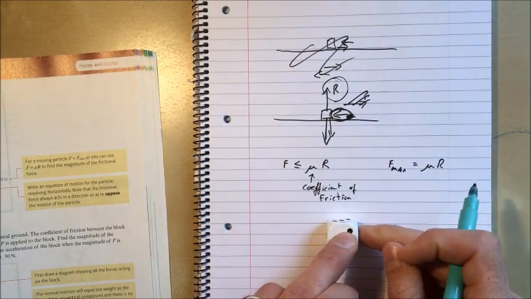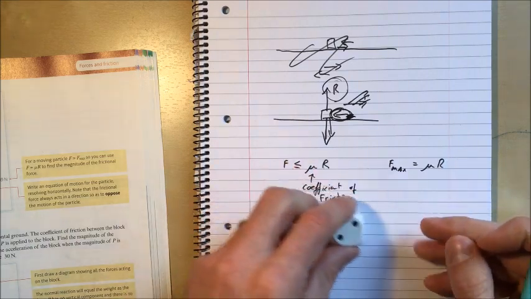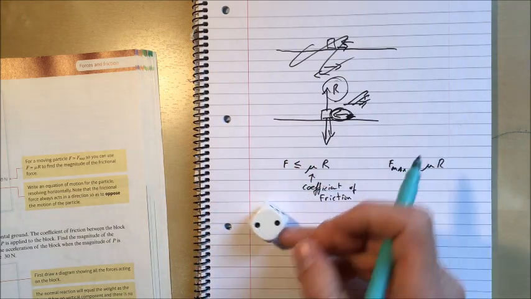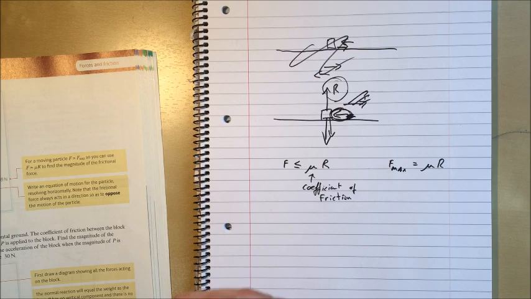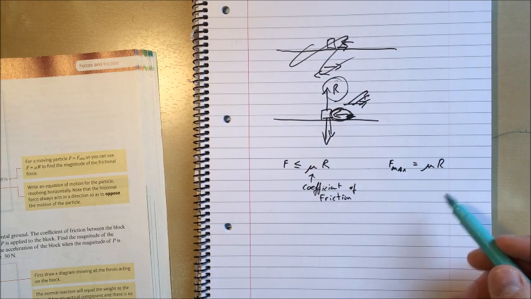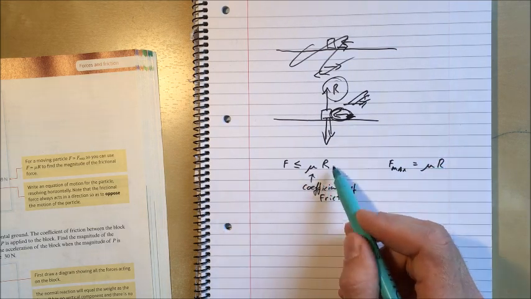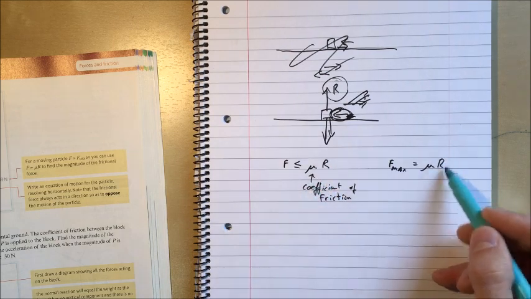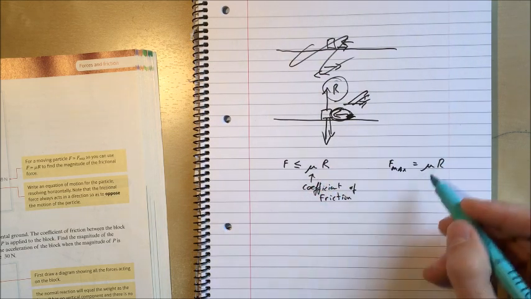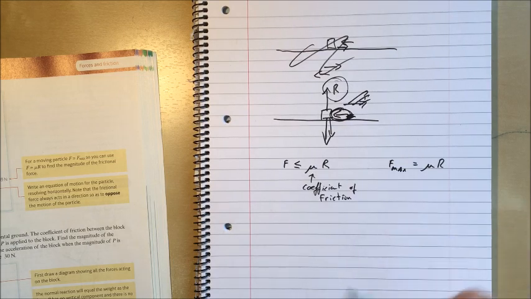So if I push hard enough, this dice starts moving, whether I'm pushing down on it or not. There's a certain force that I need to put in to make the dice start moving. There's a maximum force the friction can get to, and it turns out that once an object is moving, it doesn't exceed that maximum force. So friction will increase up to mu R. Once we get to mu R, then the object starts moving. So what is mu? It's this thing called the coefficient of friction.